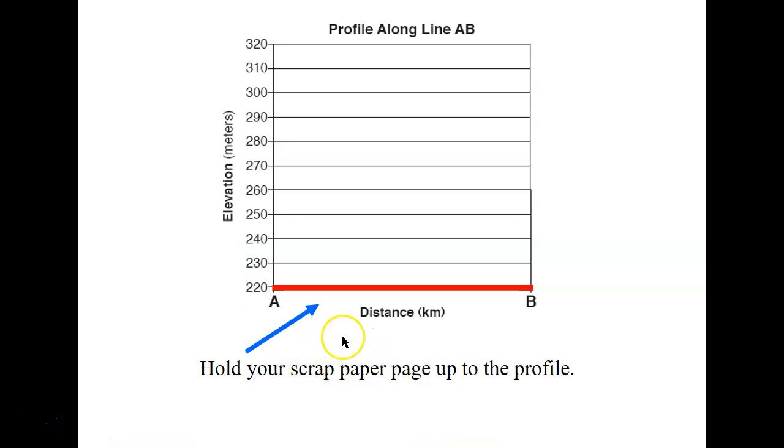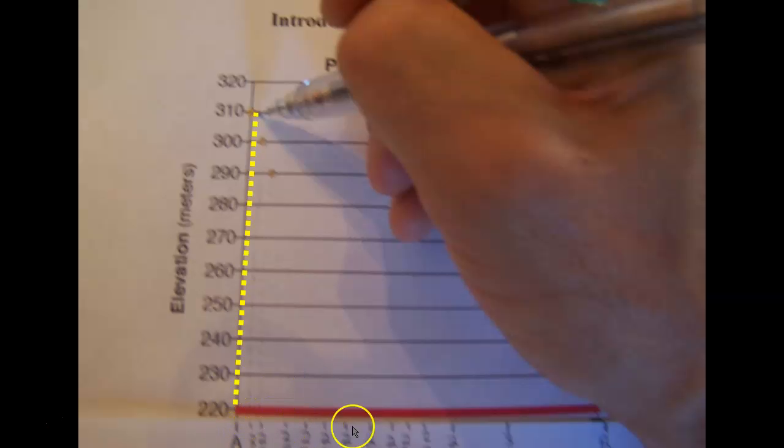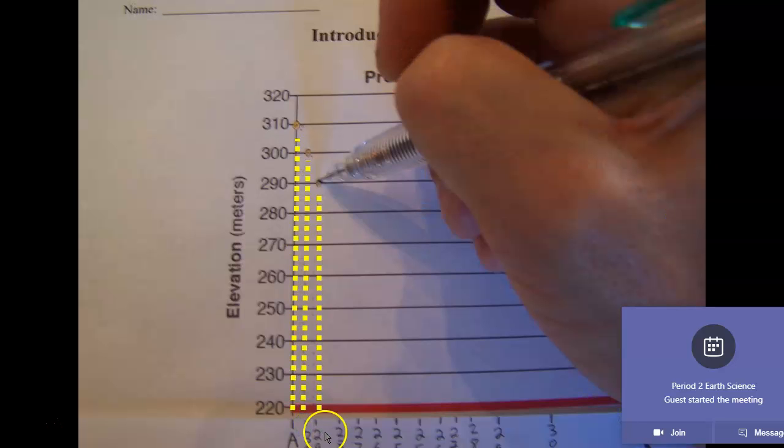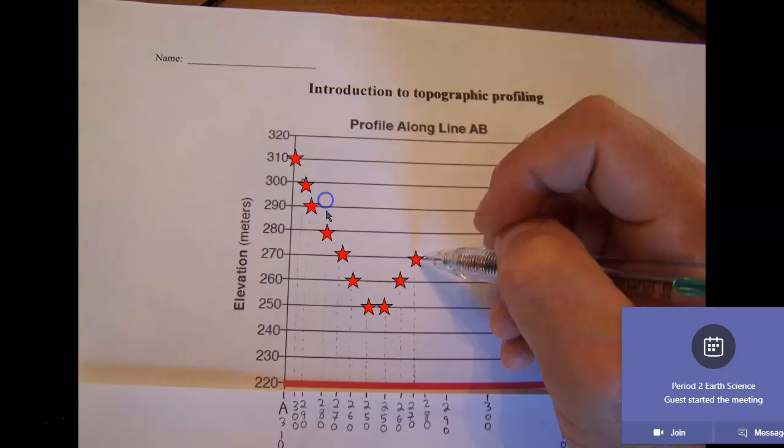So next, you take your scrap paper and you hold it up with those marks and the elevations marked on it. Hold it up to the bottom of that grid and then just transfer the marks over. So you have your paper lined up on the bottom right here. And what you would do is, if A is 310, go up, put 310. If the next line is 300, go up, put a dot. The next one was 290, go up and put a dot until you get all your dots looking like this.